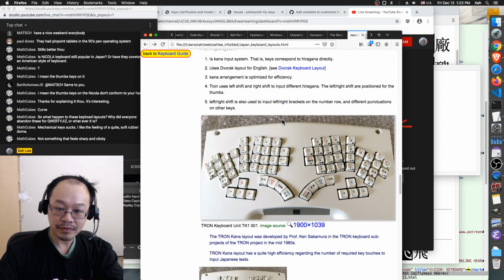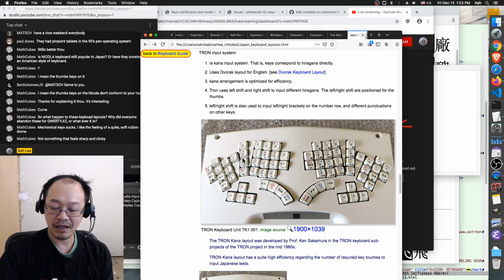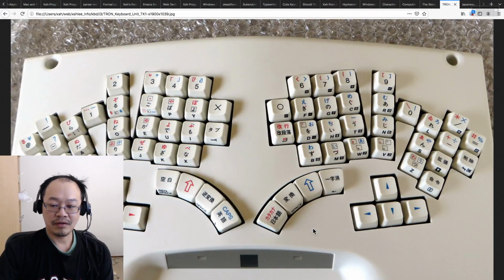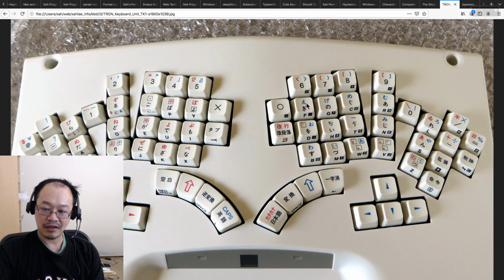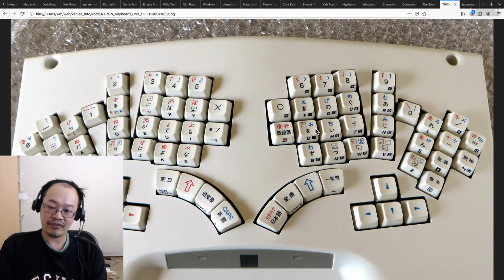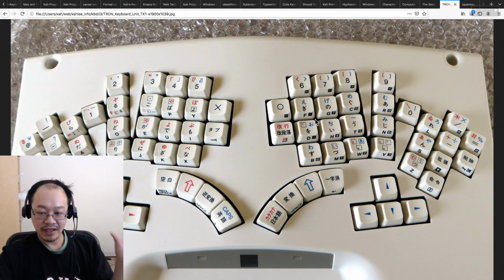This is the Tron system. The Tron system is Kana based input, however it has a separate layout to type English, and that is using Dvorak. Okay, let's look at the big picture. So again, it's Kana based. You see those Japanese symbols, those are phonetic symbols, Kana. So when you press a key, that symbol appears on the screen directly. You don't have to type English letters first to get that. And the kana are arranged efficiently. The most used kana are pressed by your strong fingers. So that's it.